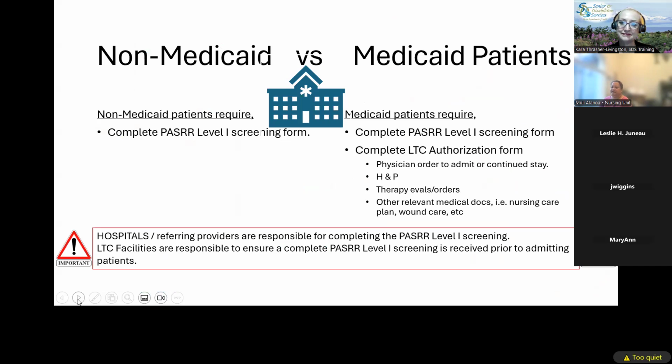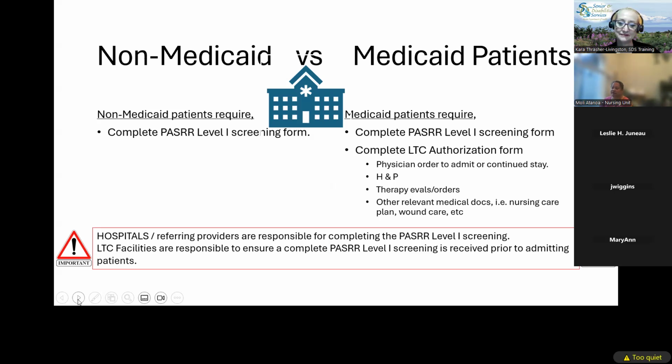Non-Medicaid patients, we will only require the PASRR level 1 screening form. And as long as the screening is negative and the form is shared with the admitting facility, hospitals can proceed with admission. Again, with Medicaid recipients, the process doesn't really change much from what we are currently doing now.